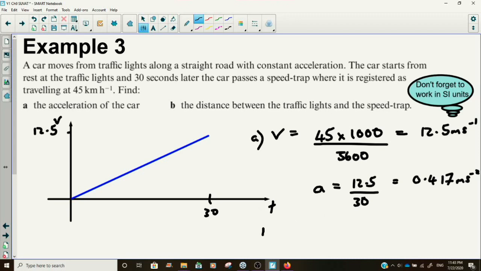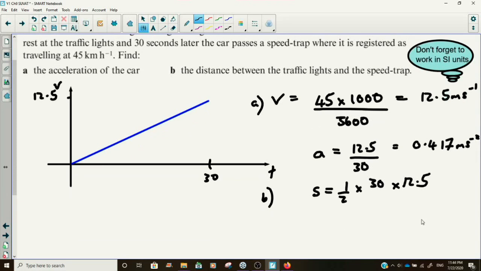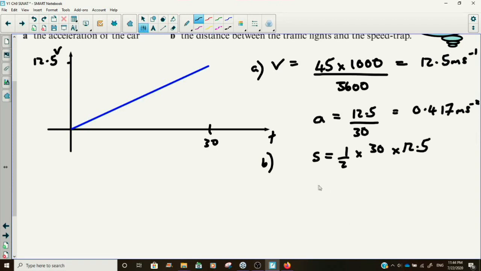And then part B, the distance between the traffic lights and the speed trap. Again, you could use the formula for this, but actually all you need to do in this question is work out the area of a triangle. So distance is half times the base, which is 30, times the height. And that gives us a distance of 187.5 meters.